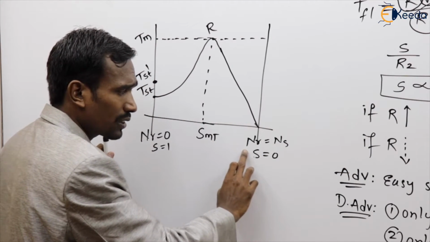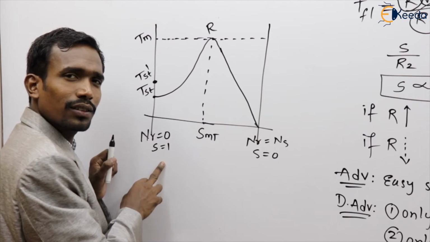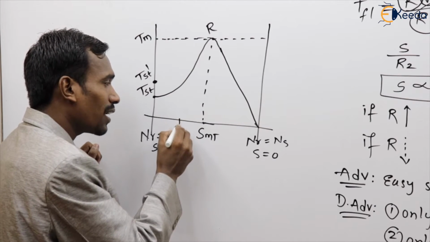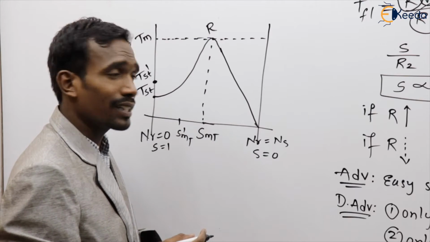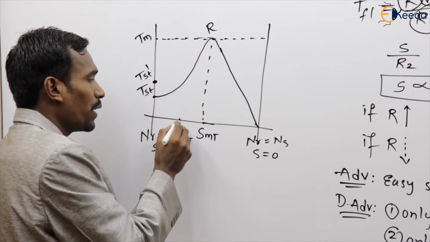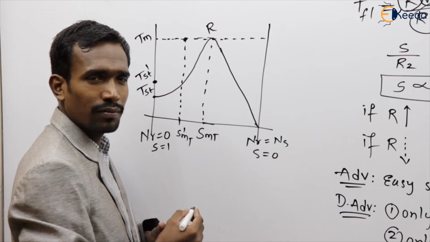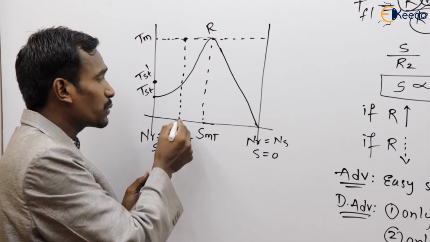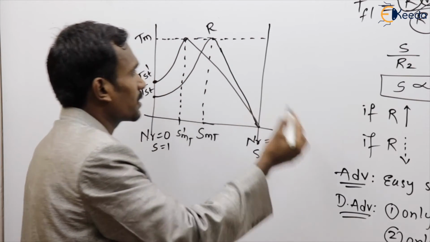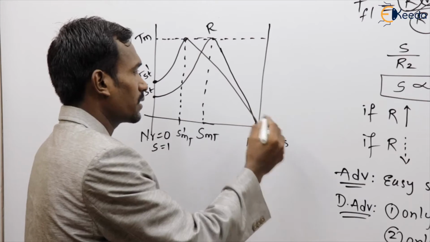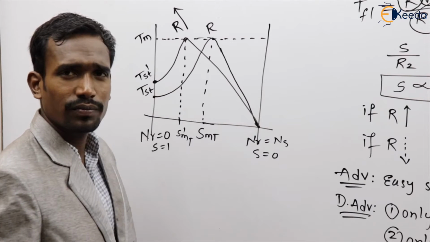See here, if it goes like this, it goes to 0. If it goes like this, it goes to 1. So tell me, increases means it comes in this way. This is SMT dash. Now tell me, we have to get maximum torque at this position, the slip at maximum torque. Then the curve is like this. This is with rotor resistance increased.